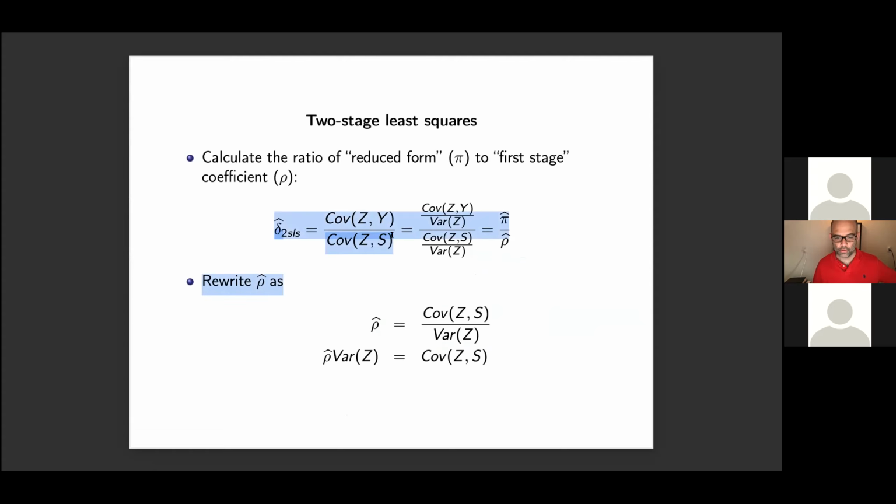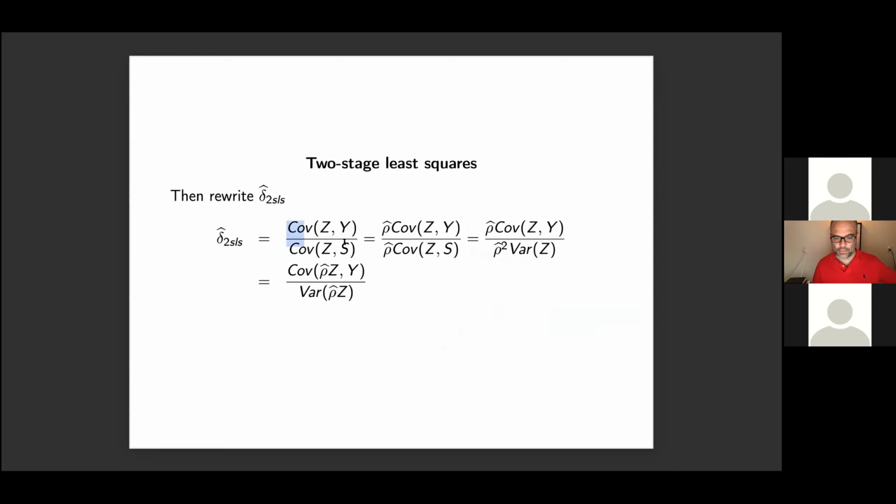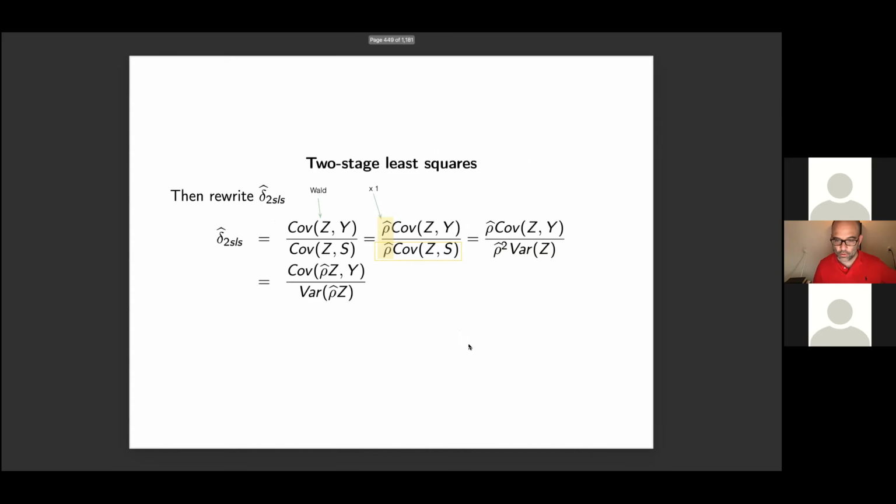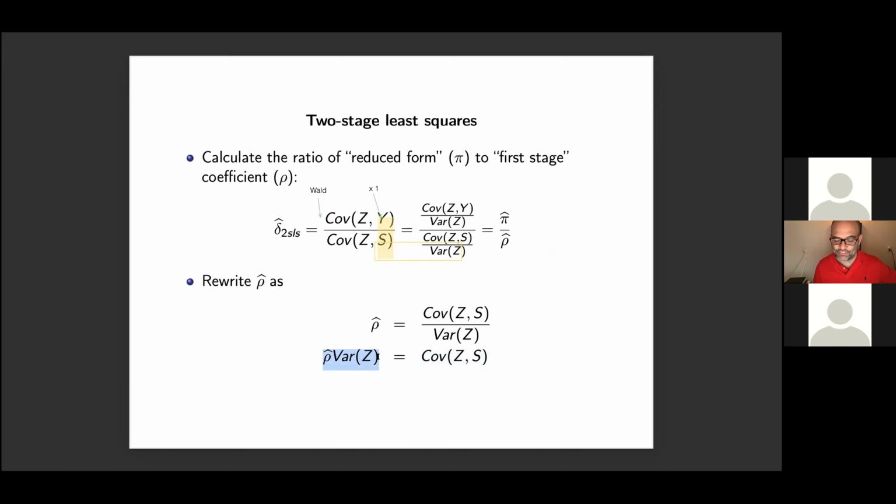All right, so I got this. That's that Wald estimator. Here's Wald, times 1. There's the 1. And notice from the previous slide, rho hat. Remember what rho hat covariance was. Look closely at that. Covariance ZS is equal to rho hat variance Z.